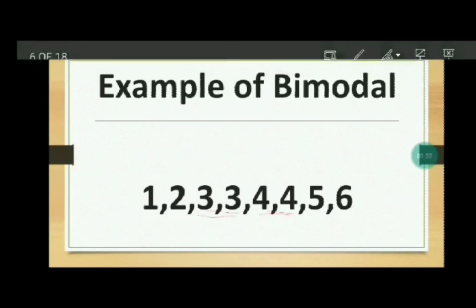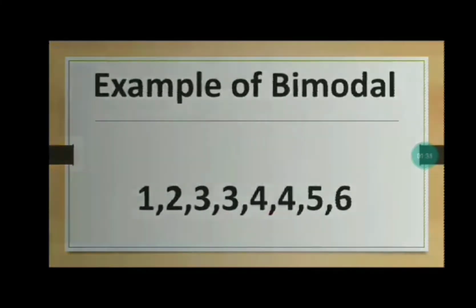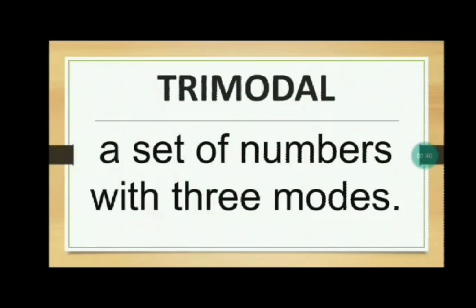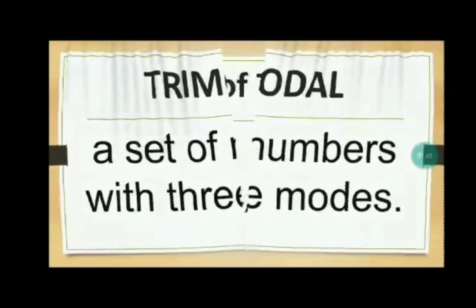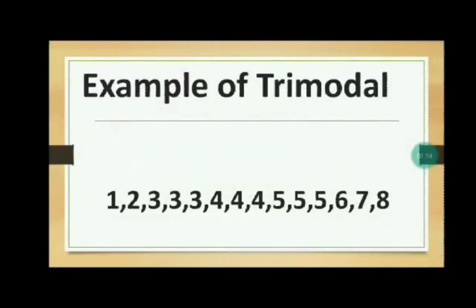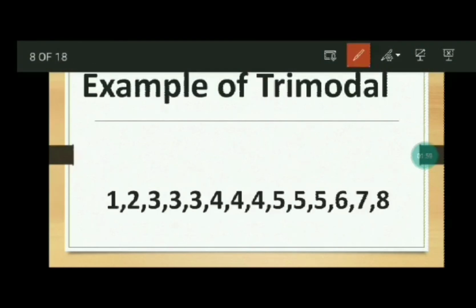The next one is trimodal. Trimodal is a set of numbers with three modes, from the word tri, which means three. For example, in this one, as you can see, the modes are the 3, the 4, and the 5. So it is called trimodal.